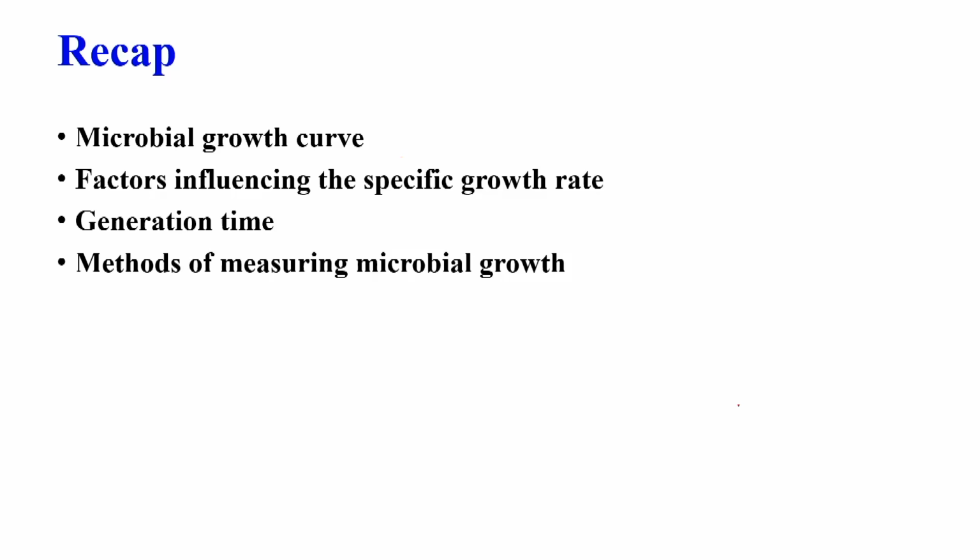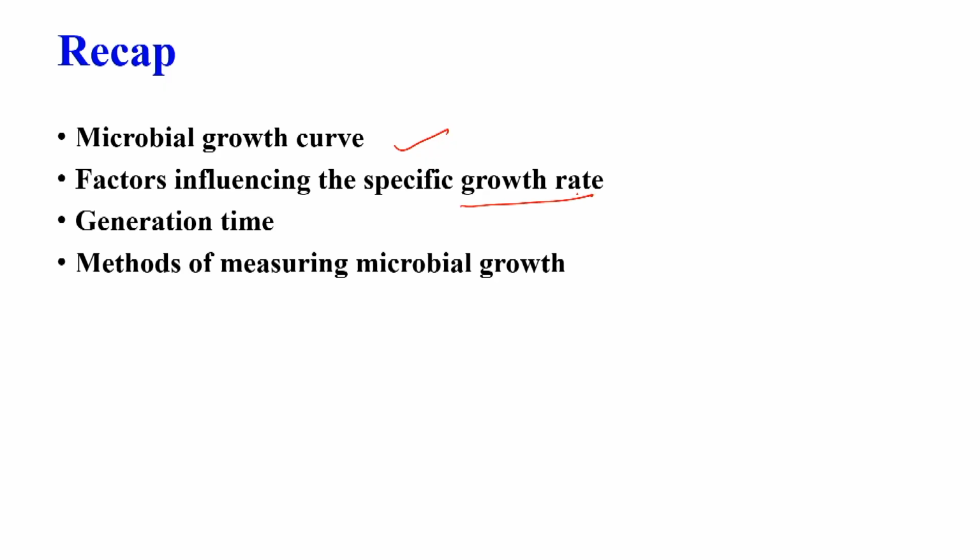There we discussed microbial growth, what the typical growth of microbes is, and what the different factors affecting the growth rate are. In fact, we calculated the specific growth rate, and what generation and doubling time are, and finally we discussed some experimental methods, direct and indirect, to measure microbial growth, like optical density and dry cell weight.